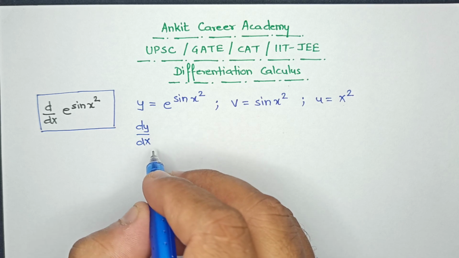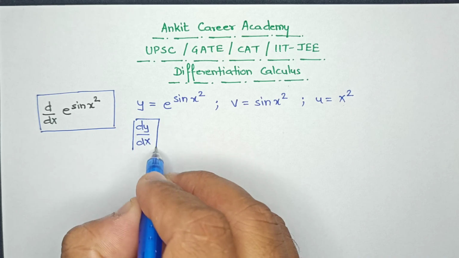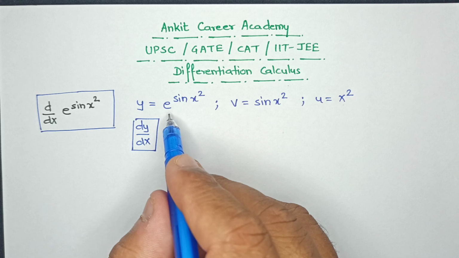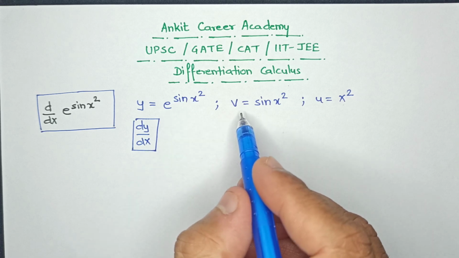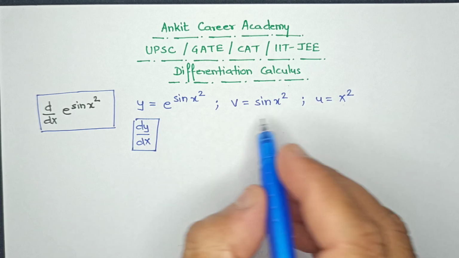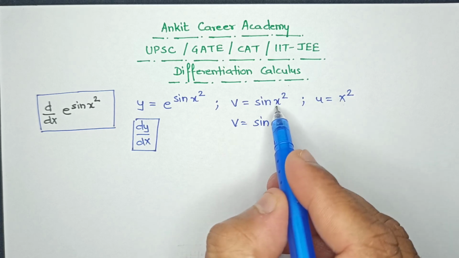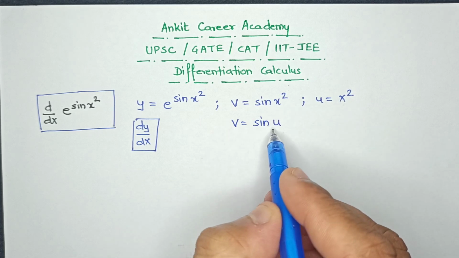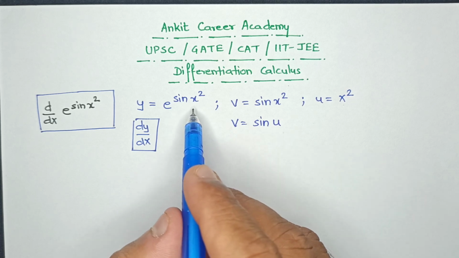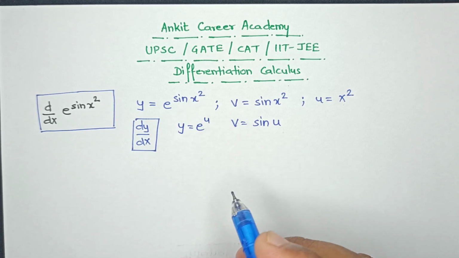Now the value of dy by dx can only be calculated if we have suitable values of all these functions together. Now since we have assumed the value of sine of x square as v, in this case this will be sine v. So v will be equal to sine of u. We have resubstituted x square as u, so the value of v becomes sine of u, and sine of x square was v. So in this case y becomes e raised to the power u.